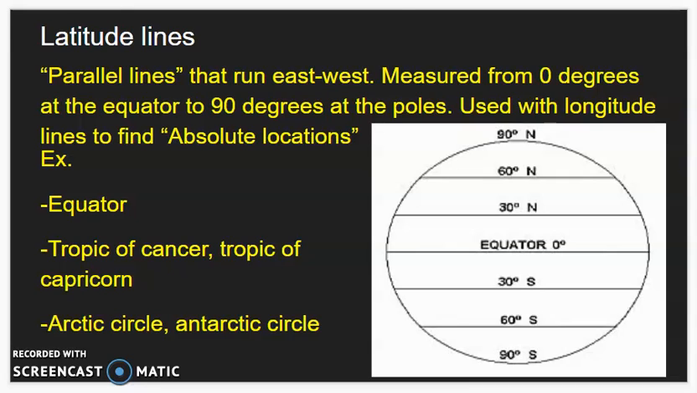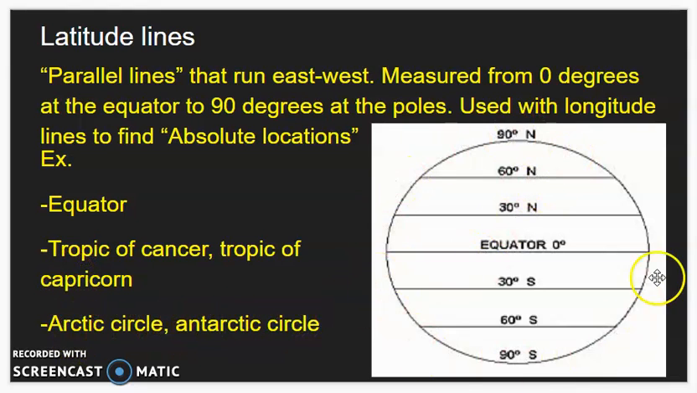Latitude lines. Parallel lines that run east and west. They're the ones that go this way. Measured from 0 degrees at the equator to 90 degrees at the poles. These are the poles, north and south pole. When you use longitude lines and latitude lines together, you can find absolute location. That's when like 2 lines cross. Examples of latitude lines are the equator, Tropic of Cancer, Tropic of Capricorn, the Arctic Circle, the Antarctic Circle.